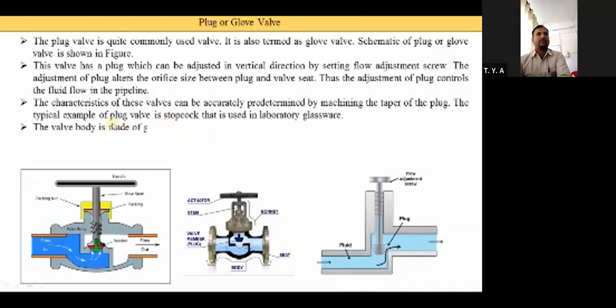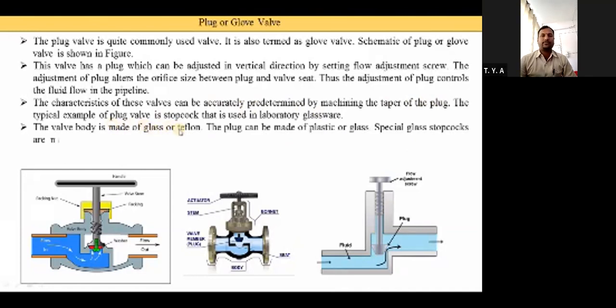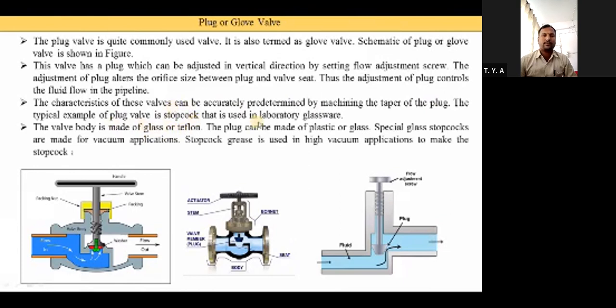The valve body is made of glass or Teflon. Means we are considering the example of the stopcock that is used in laboratories. Okay, that is a simple type of valve. In that, the valve body is made of glass or Teflon. Means the outer part is made from glass or Teflon, and the plug can be made of plastic or glass. Means this plug is either made from plastic or glass.